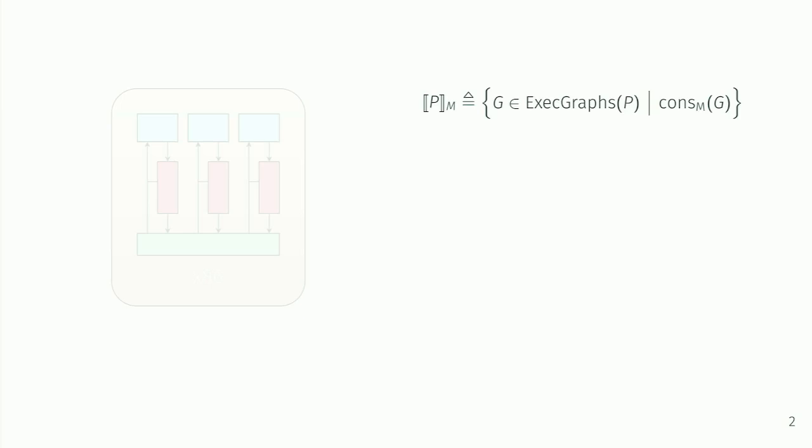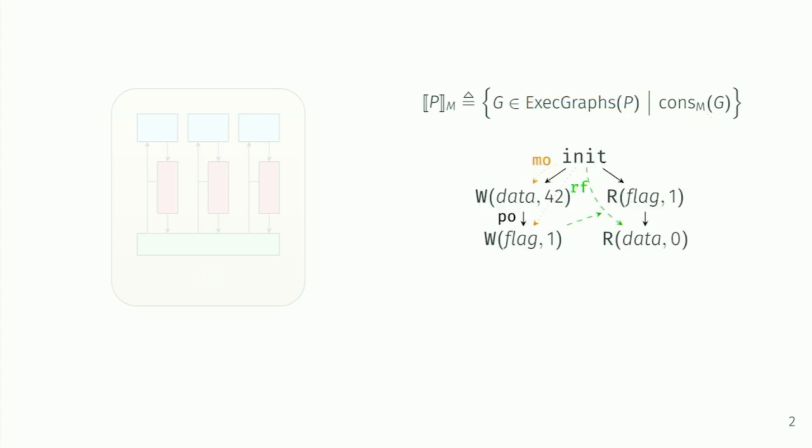We use declarative or axiomatic semantics. And in declarative semantics, the semantics of a program P under a model M is a set of execution graphs G coming from the program, such that each of these graphs is consistent under M. Now, how do these graphs look like? They look like this. This graph here corresponds to the execution of the message passing program that I showed you before, where the assertion is violated. So for example, this is the publisher thread, write to data 42, write to flag 1, read 1 for flag and 0 for data, which violates the assertion.